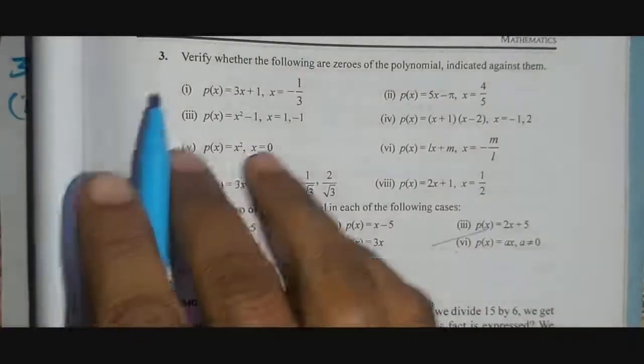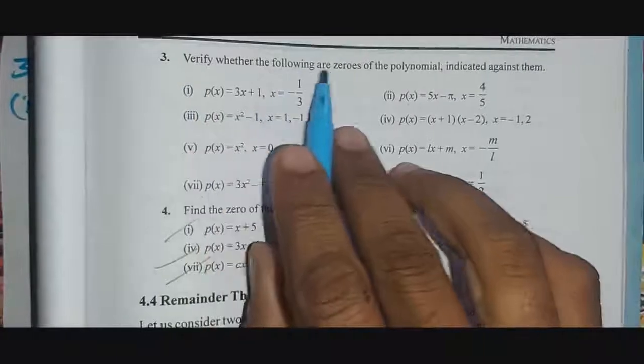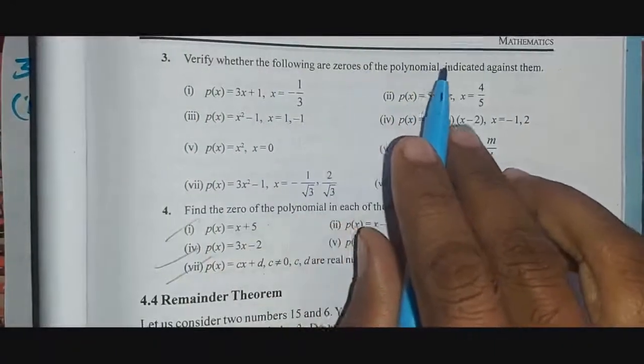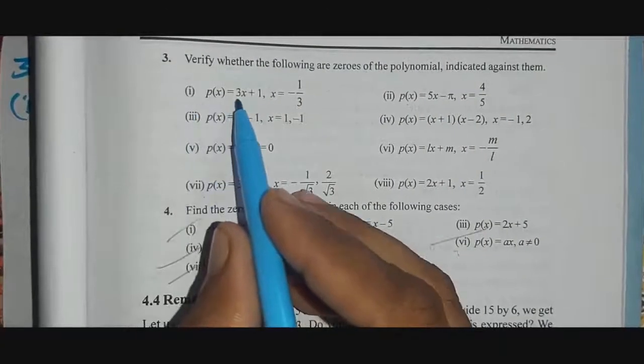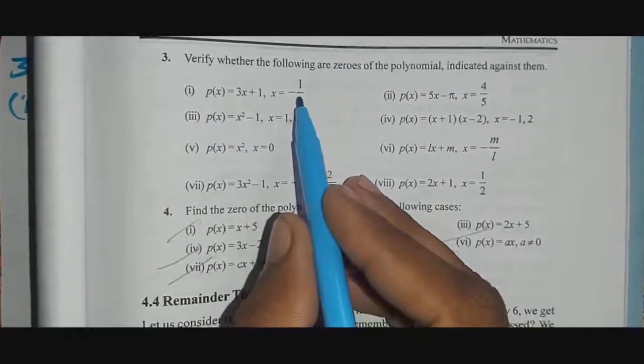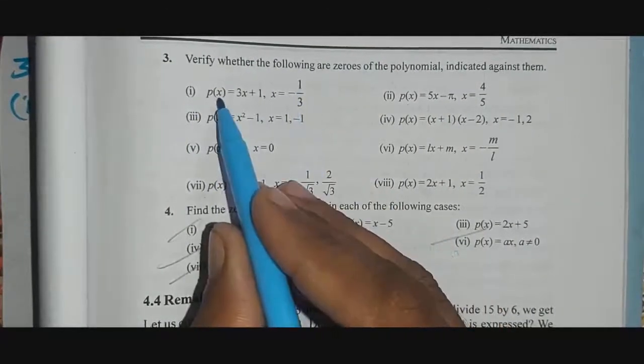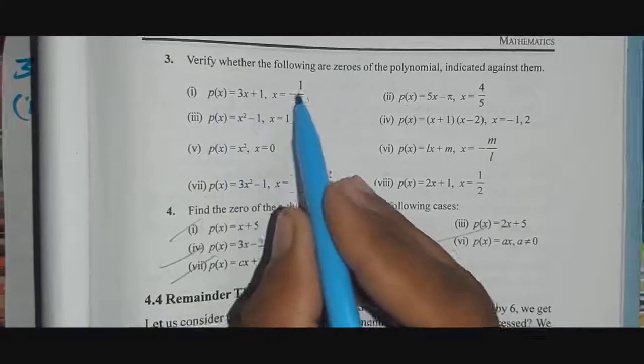Okay, dear students, now let us discuss the third question. Verify whether the following are zeros of the polynomial indicated against them. Here we have the first question. P of x is equal to 3x plus 1, and they have also given the values. We have to put this value in the polynomial. Okay, x is equal to minus 1 by 3.